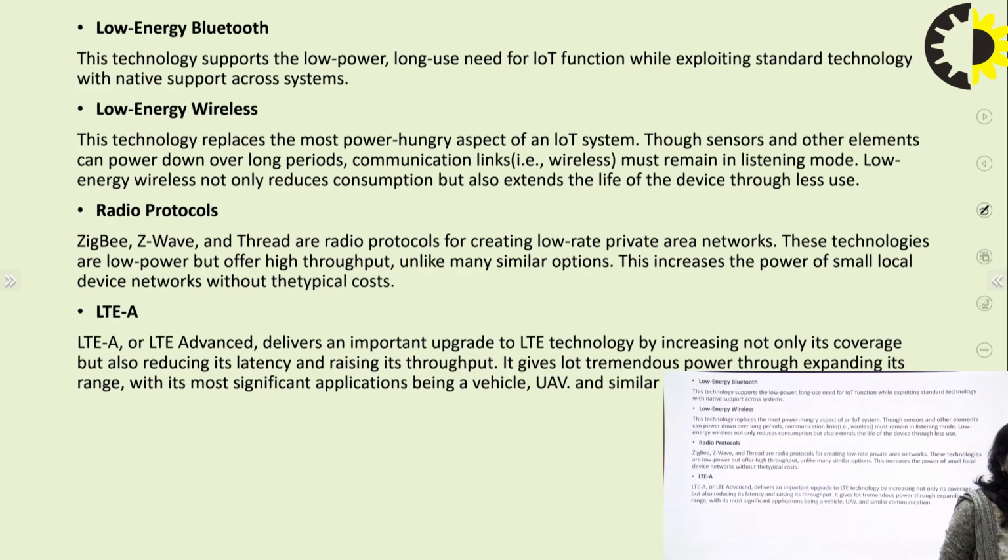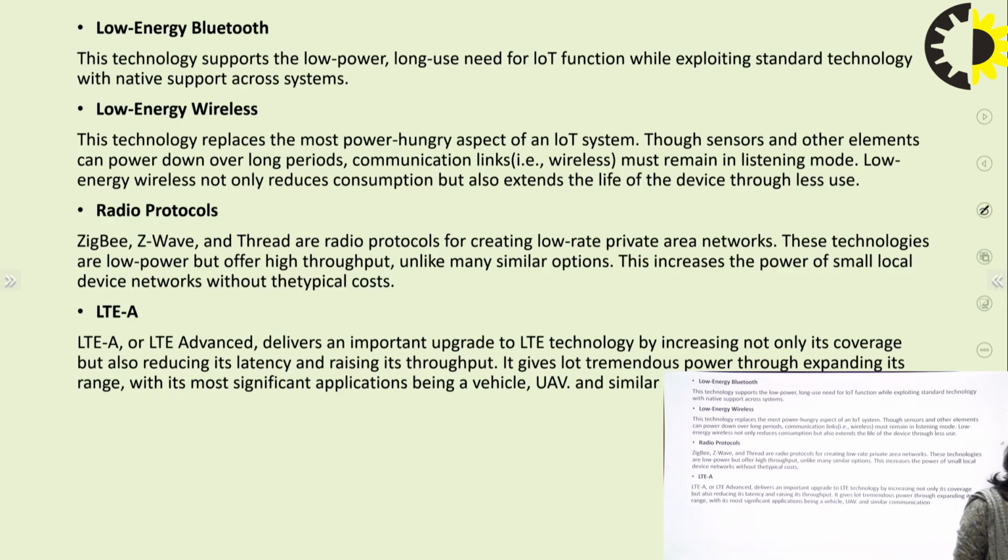Next one is radio protocols. Zigbee, Z-Wave and Thread are radio protocols for creating low rate private area networks. These technologies are low power but offer high throughput, unlike many similar options. This increases the power of a small local device network without the typical cost.